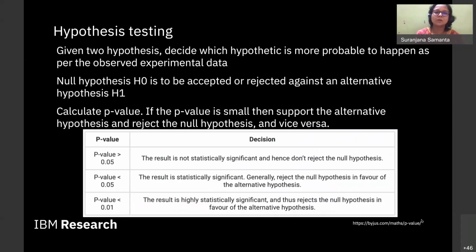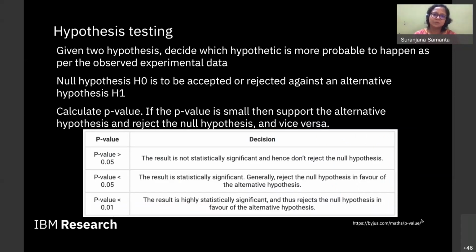Okay, so let's move on to the last concept, which is hypothesis testing. Hypothesis testing is quite important in statistics. Given two hypotheses, we have to decide which one is more likely than the other given the experimental data, right?